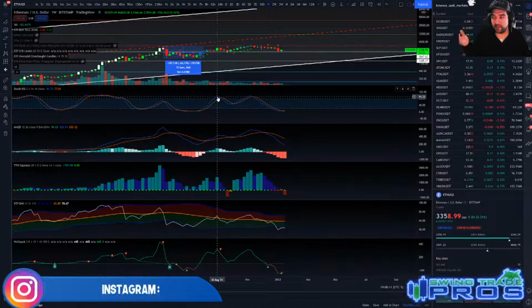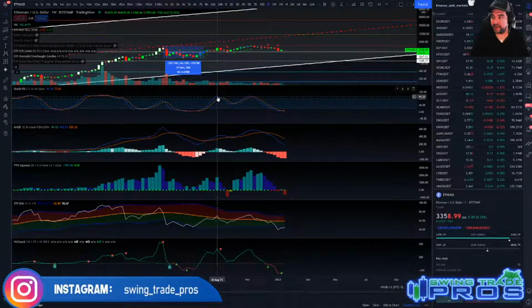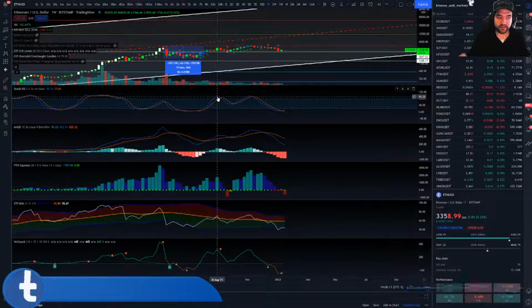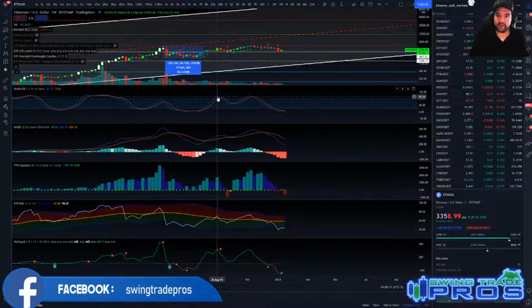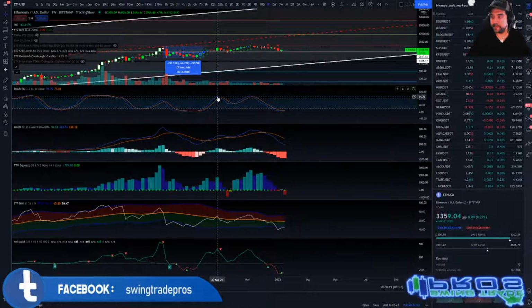Now, I'm not saying that we're going to get a 100% move, guys. What I am saying is that every single time we do get a weekly stochastic cross up, we do see a significant price increase, okay?